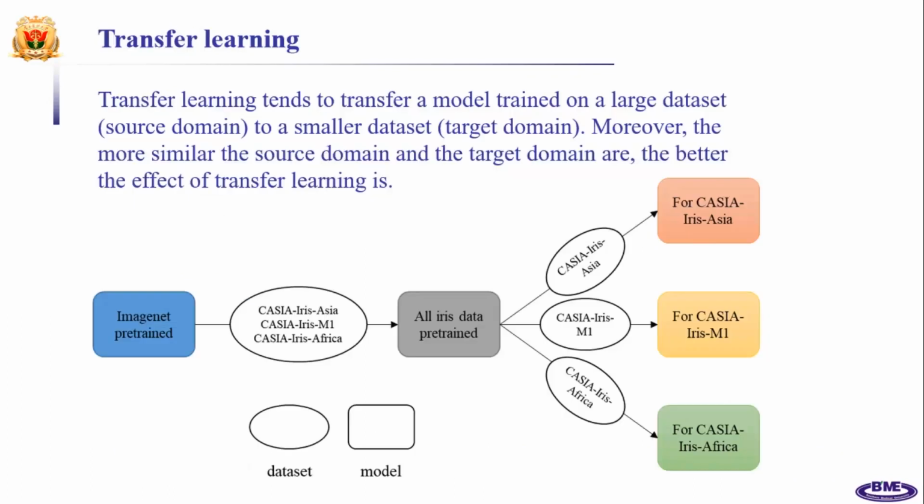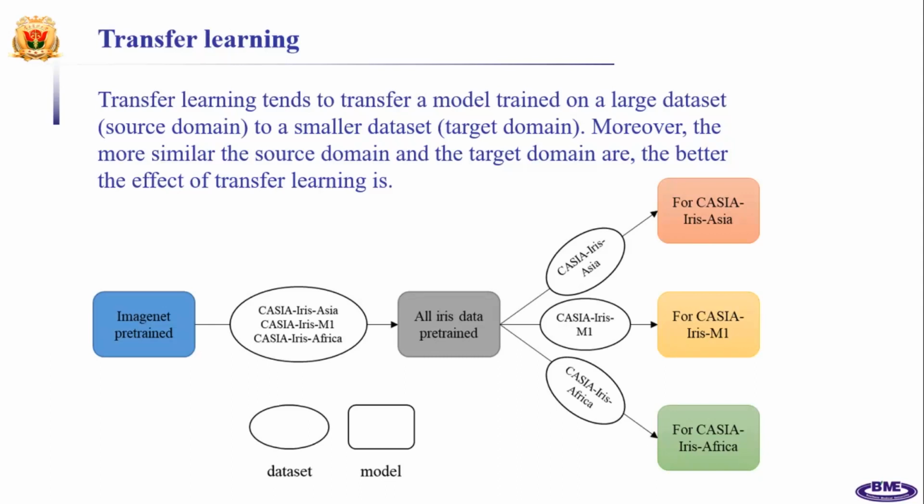And the core idea of our method is transfer learning. Transfer learning aims to transfer a model trained on a large dataset to a smaller dataset. They are called the source domain and the target domain respectively. Generally, the more similar the source domain and the target domain are, the better the effect of transfer learning is.